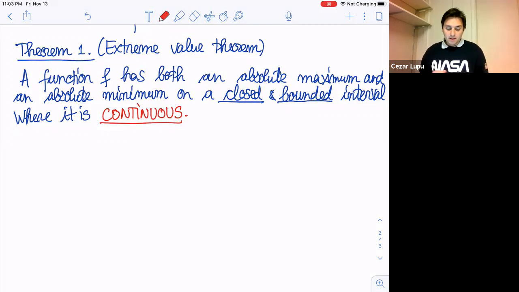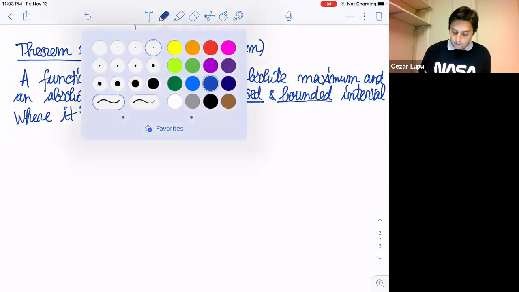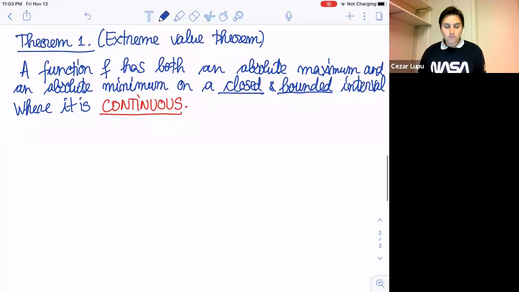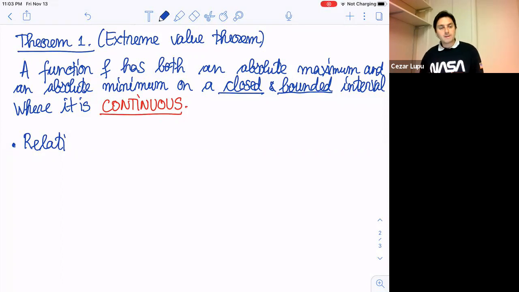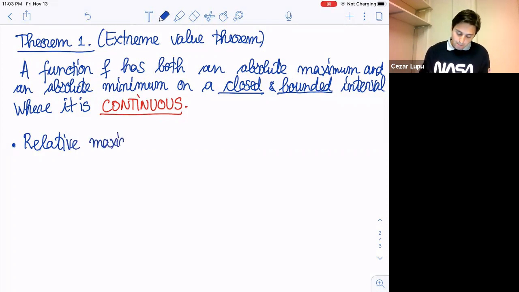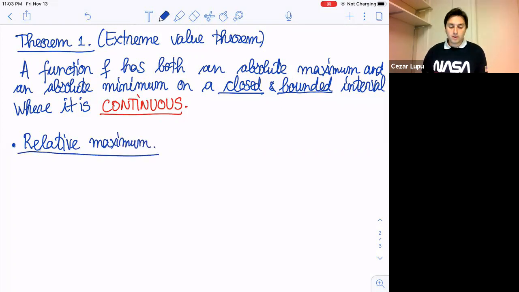Anyway, okay, now I would like to talk about relative maximum and relative minimum. Relative, because I would like you to distinguish between the two. What is an absolute max? What is the relative max or min? What is the local max, local min, and so on. So relative maximum. It's very important to distinguish between these.